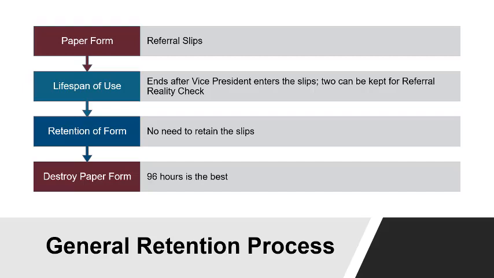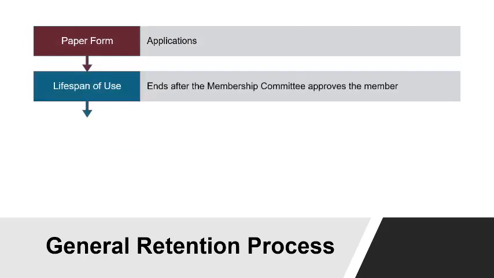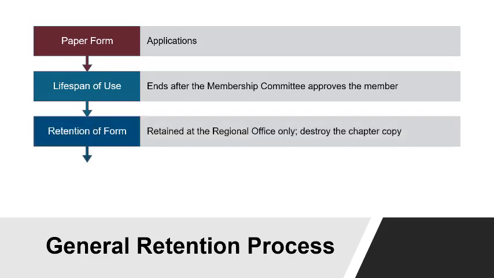Let's look at another example, applications. The lifespan of an application ends after the membership committee approves the member. The retention of the form should be retained at the regional office only, so you will need to destroy the chapter copy. If you happen to have copies of applications at the chapter level, please arrange to have those sent to the regional office or dropped off at the regional office so all forms can be retained there. We don't want any files being kept at the chapter level because that creates additional risk for the chapter.